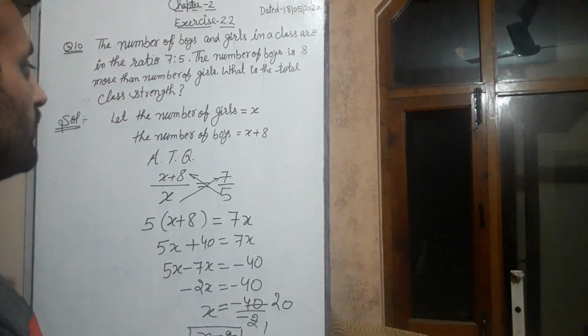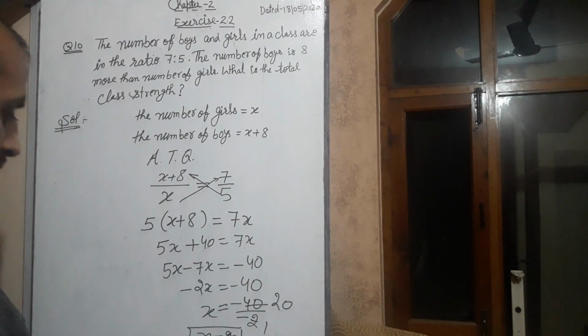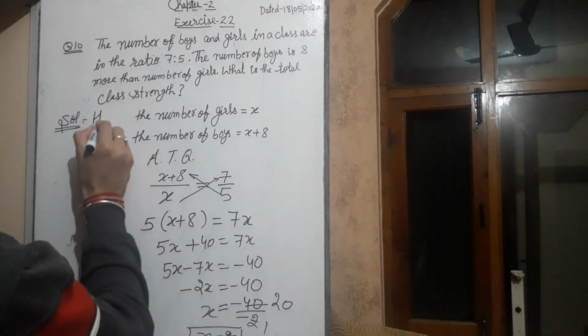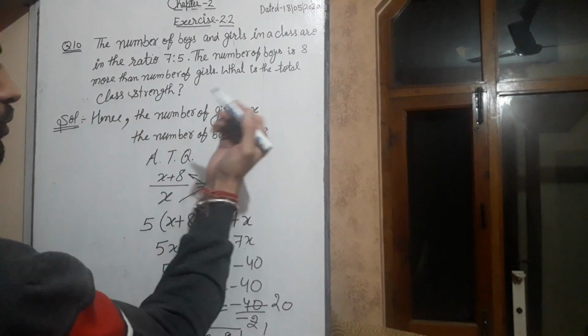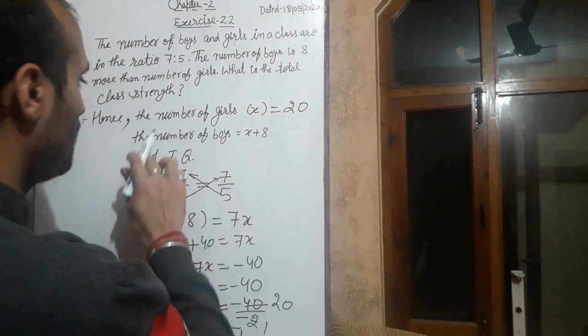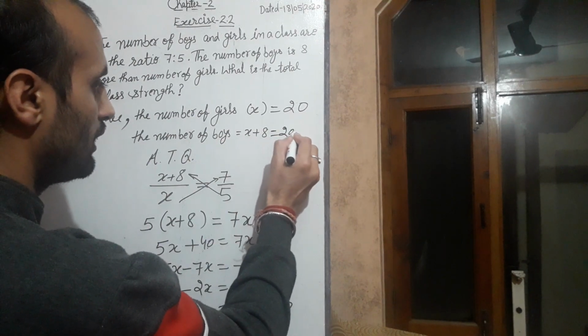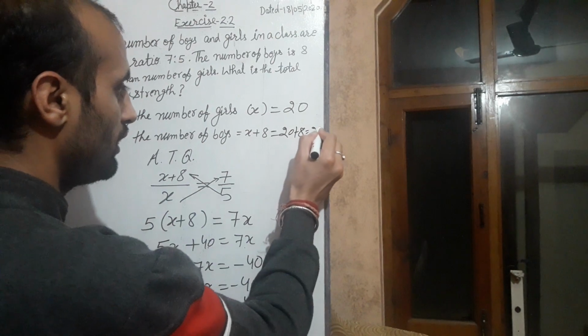So in the last you can write, hence the number of girls, x, is equals to 20. Then the number of boys is more than girls. How much more? 20 plus 8, it becomes 28.